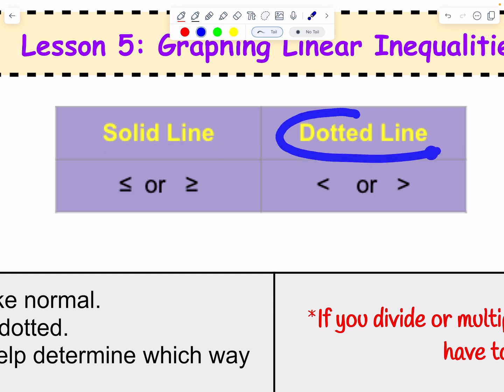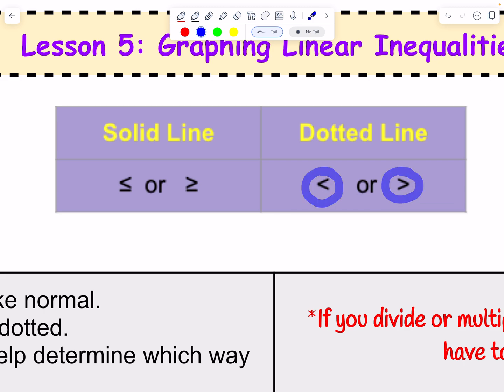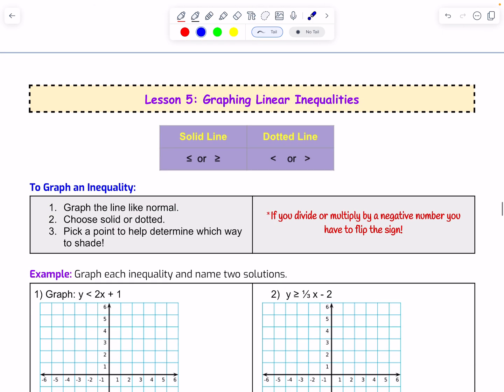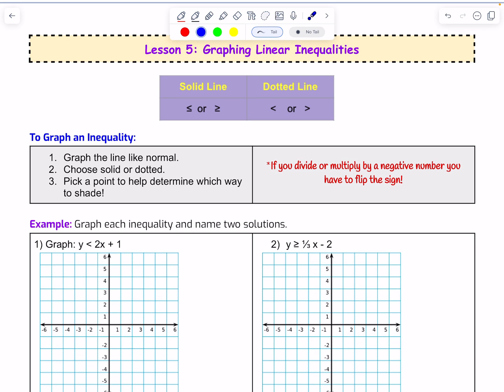Or we are going to use a dotted line for our graph when we have less than or greater than as our symbol. So our steps are that we're going to graph the line like normal, using slope-intercept form, or we're going to solve and put it in slope-intercept form first. We're going to choose whether we need a solid line or a dotted line, and then we're going to shade in the direction that goes along with whether it's greater than the line or less than the line. And just remember, if you divide or multiply by a negative number, you have to flip the sign.